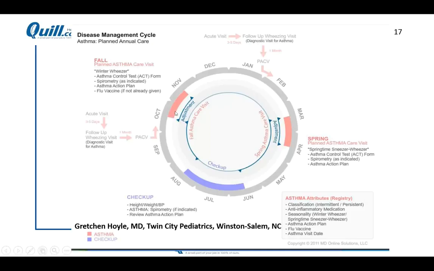In October or November, they get them all in during that one month period of time for a flu shot, update their asthma action plan, make sure they're taking their controller medicines, and then they are much more likely to make it through the cold and flu season without an acute asthma attack. In the springtime, they get them back in for what they call a springtime sneezer-wheezer visit. Again, check their asthma action plan, make sure they're using their controller medicine, and properly using their inhalers, that sort of thing.